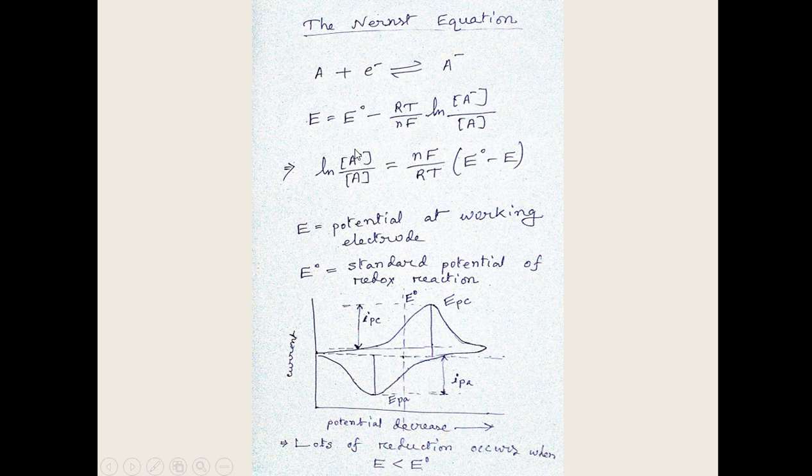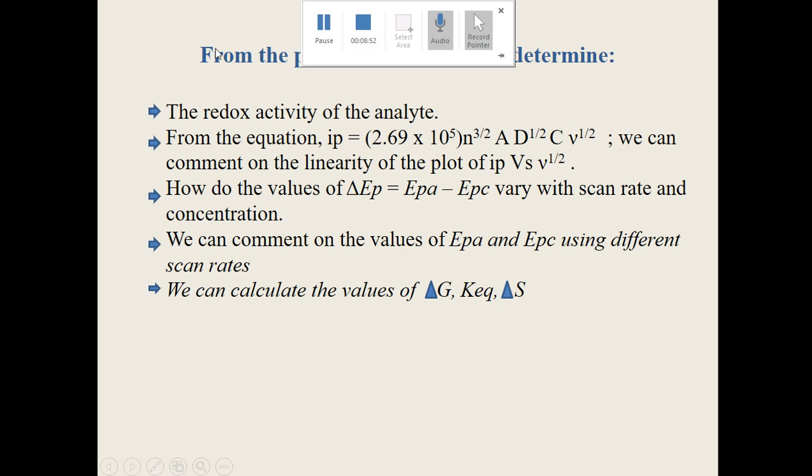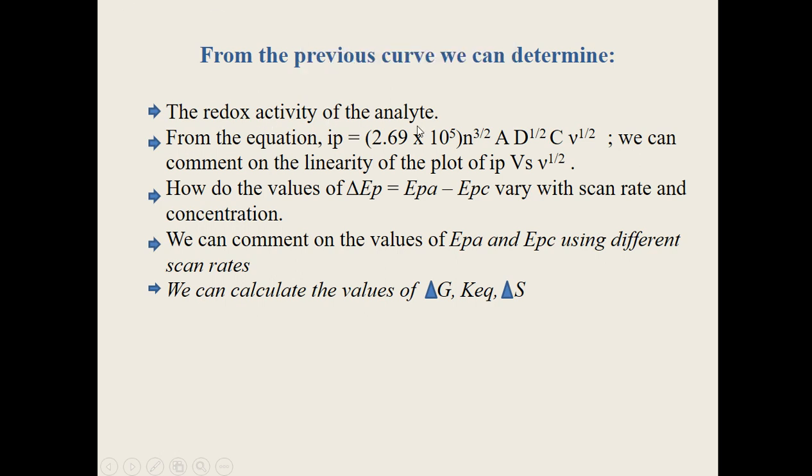Here, if you want to increase the reduced form of that species, then obviously the standard potential should be higher than that peak cathodic potential. This one, okay. In the same way, you can explain why the peak anodic potential is greater than the standard potential. And from the previous curve, we can determine redox activity. That means we can study the redox activity of the analyte.